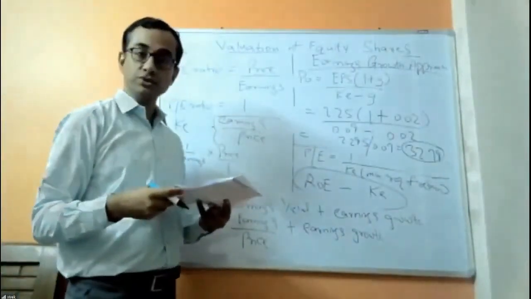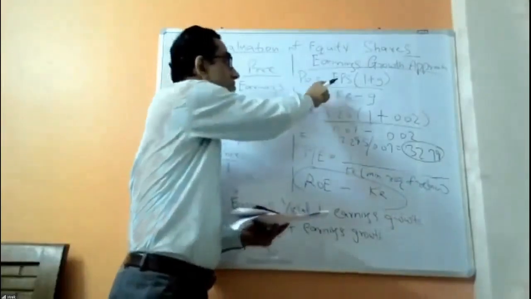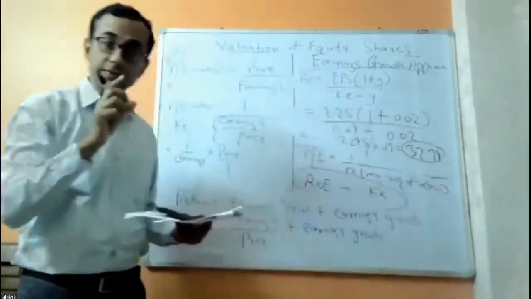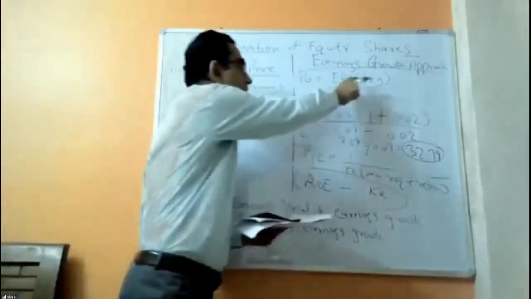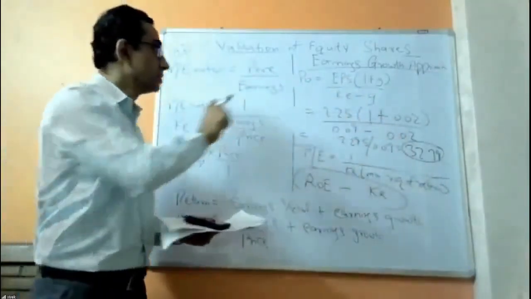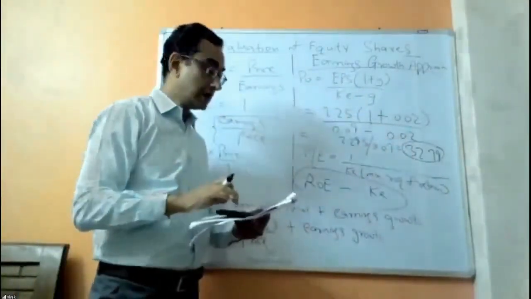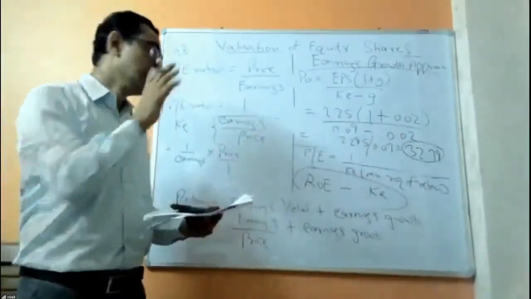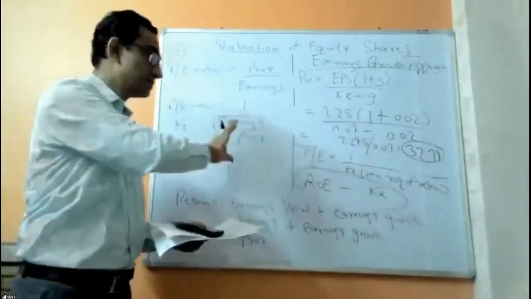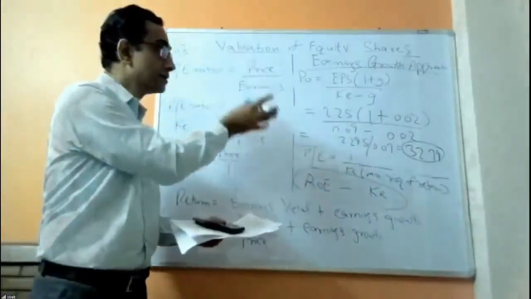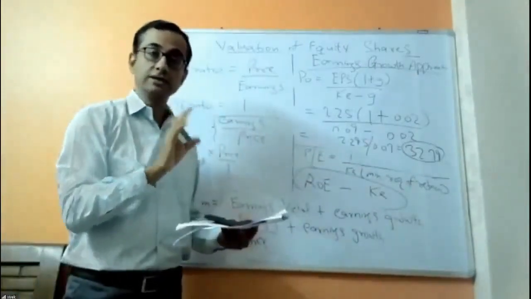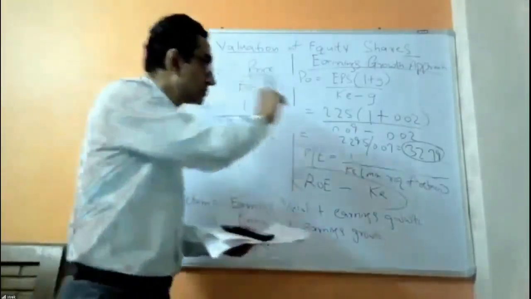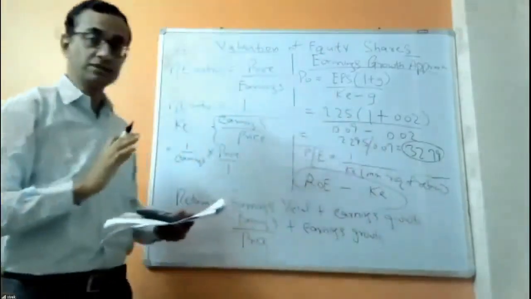So how is this earning growth approach calculated? We applied the formula, that is P0 is equal to EPS. Since it is earning growth approach, we have not taken the dividend amount, we have taken the EPS. It is given in the question also. So EPS into 1 plus G upon K minus G. EPS 2.25, growth rate is 2%. And the important thing to note is that the discount rate used is 9% and not 10.5%. The discount rate is used as 9% because, as I have already explained, in this earning based approach, the return on equity and the K, that is the minimum required rate of return which the investor is expecting, can be used interchangeably. That is why the discount rate is taken as 9%.